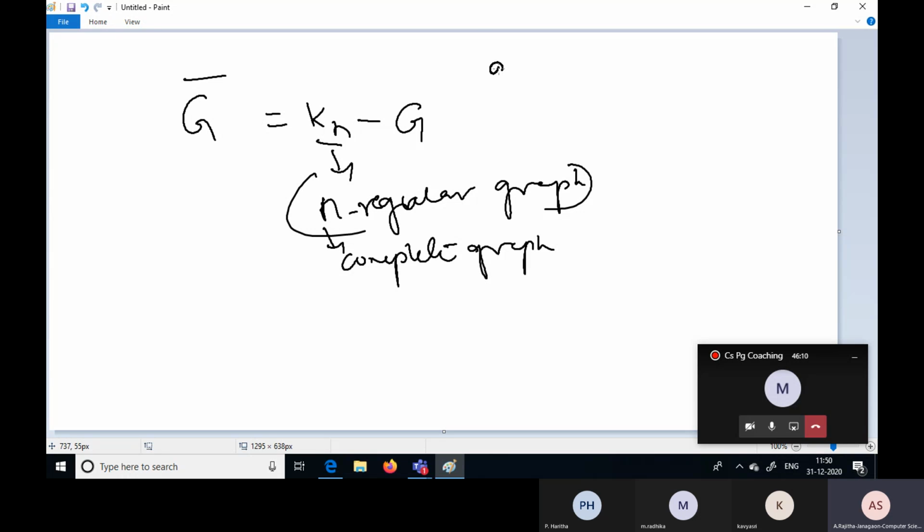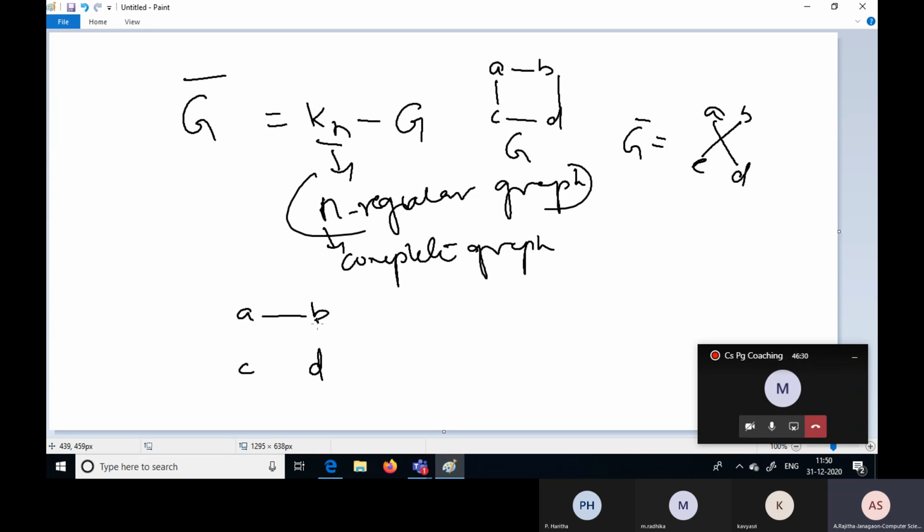For example A, B, C, D. This is the graph. What is the G complement here? G complement is nothing but, A, B, C, D, how can we write this one? What is the complete graph here? A, B, C, D. Complete graph in the sense, suppose you pick this one, the remaining all vertices are adjacent to it. Okay, this is the complete graph.